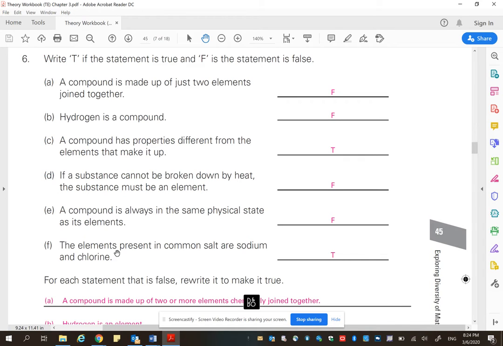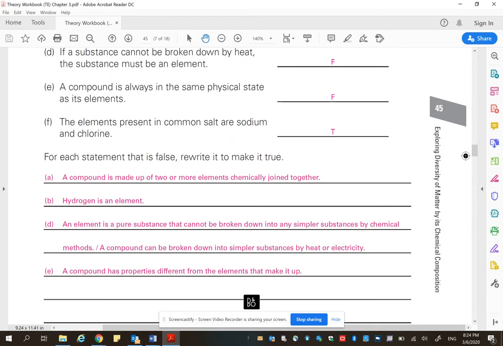Part F, the elements present in common salt are sodium and chlorine. True, because common salt is called sodium chloride. It's made out of sodium and chlorine. So it's true. Okay, for each statement that is false, rewrite it to make it true.